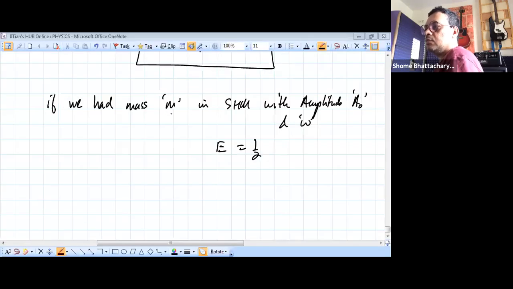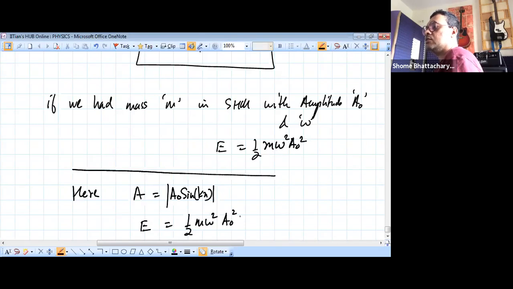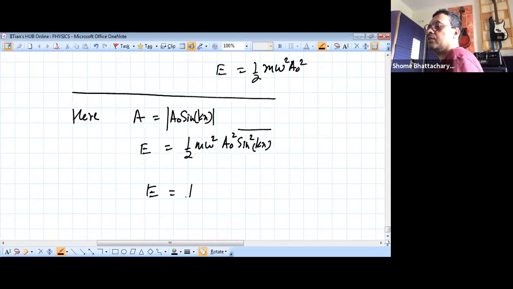If we had a total mass of m in SHM such that everywhere the amplitude is uniform, a naught, the energy would have been half m omega square a naught square. But in this case, the amplitude at any point is actually e naught mod sine kx. So the energy is going to be half m omega square e naught square times the average of sine square kx. So that is why the energy is 1/4 m omega square e naught square.